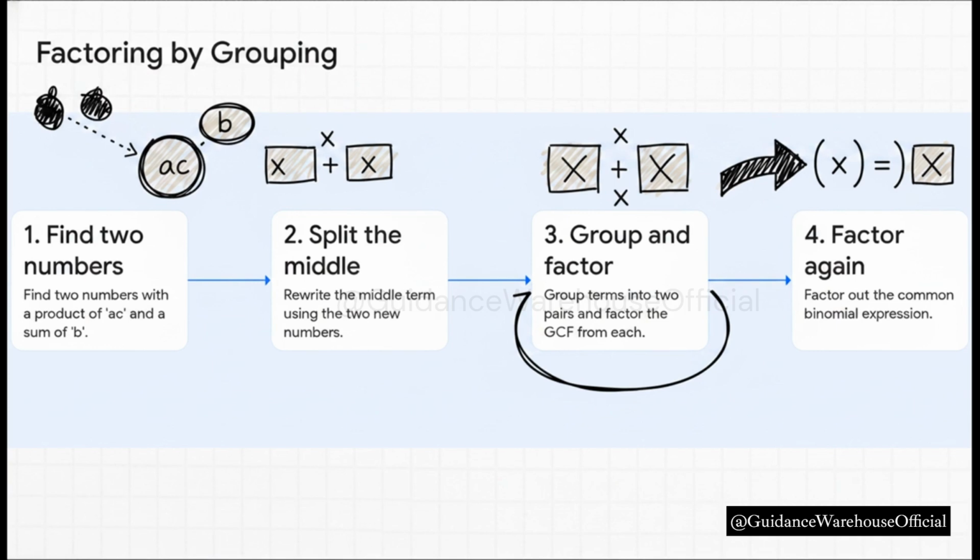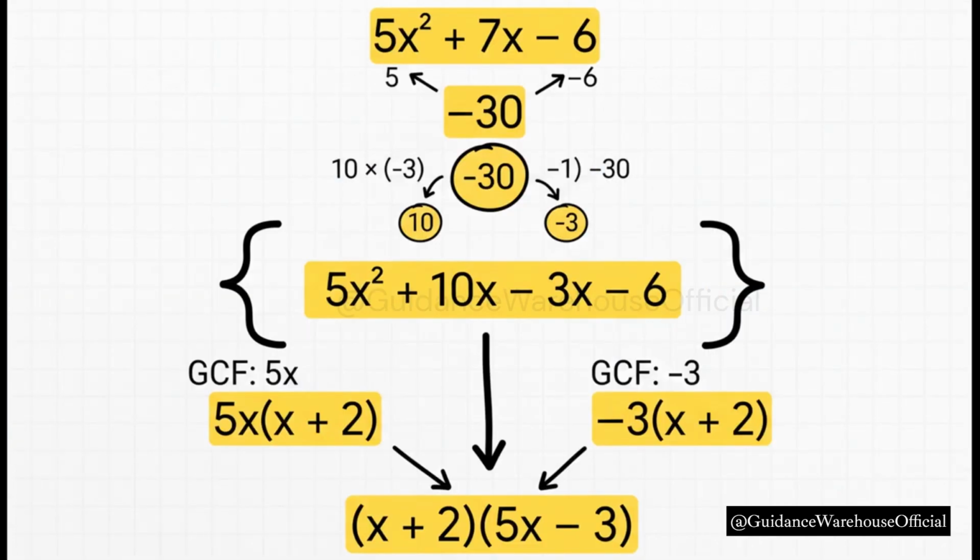Once you've got those, you use them to split the middle term into 2 pieces, and then the rest is just factoring in pairs. Let's just see it in action. Okay, let's break this down. We have 5x squared plus 7x minus 6. So a is 5, c is negative 6. First step, multiply them. 5 times negative 6 is negative 30.